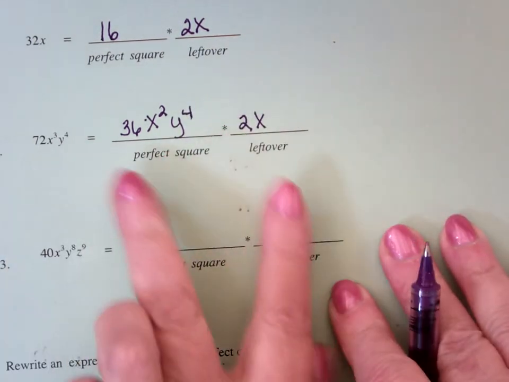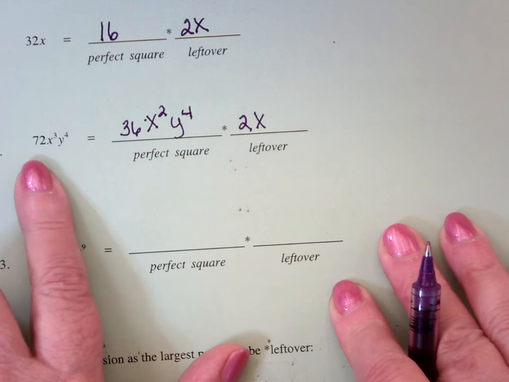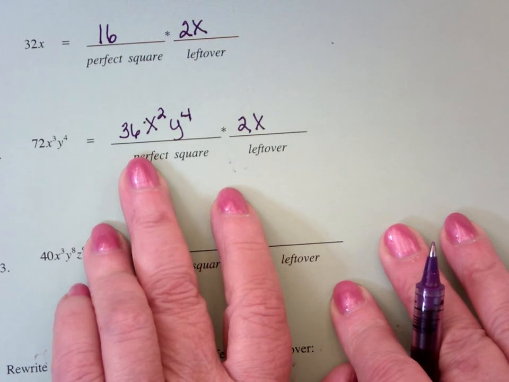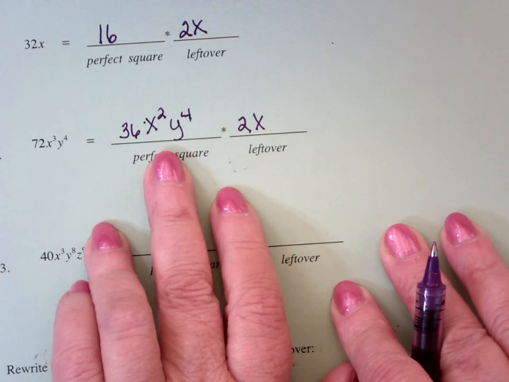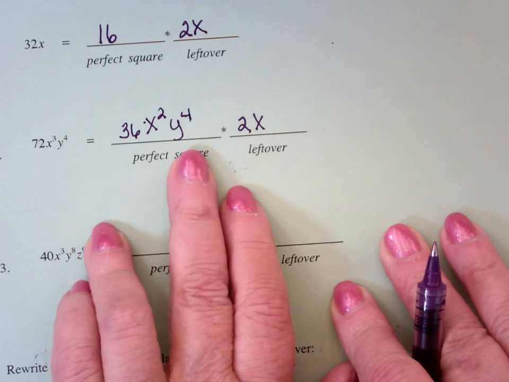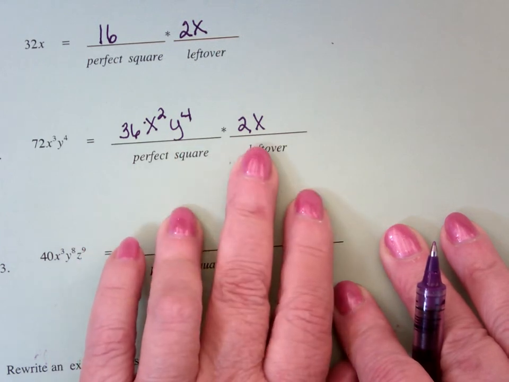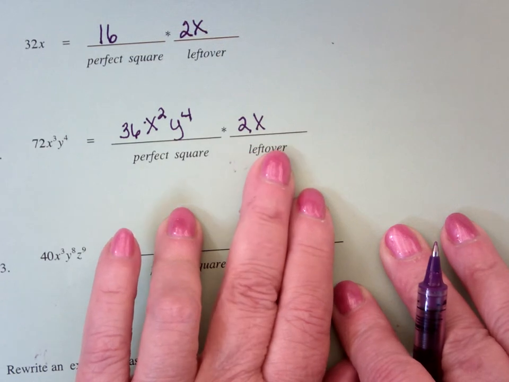That says if I multiply these two together, I get 72 x cubed y to the 4th, with the perfect square being 36, because the square root of 36 is 6. X squared, the square root of x squared is x. Y to the 4th, the square root of y to the 4th is y squared. I come over here. Can't take the square root of 2 or the square root of x. Neither one of them are squares.